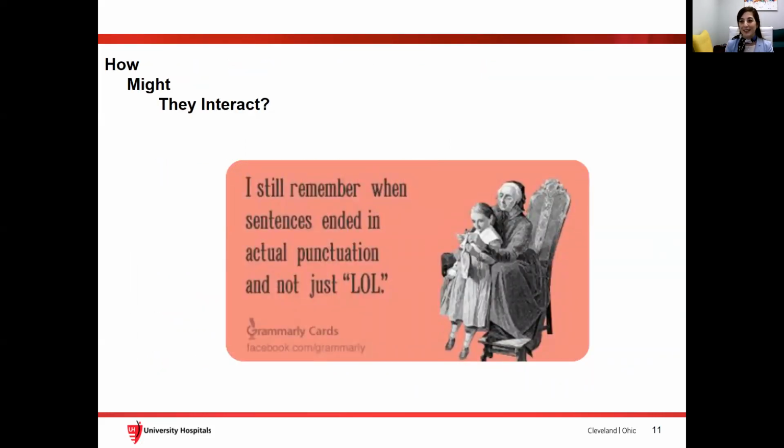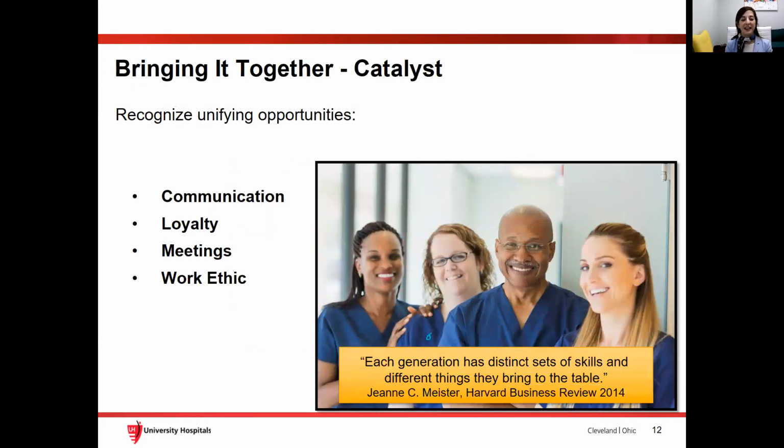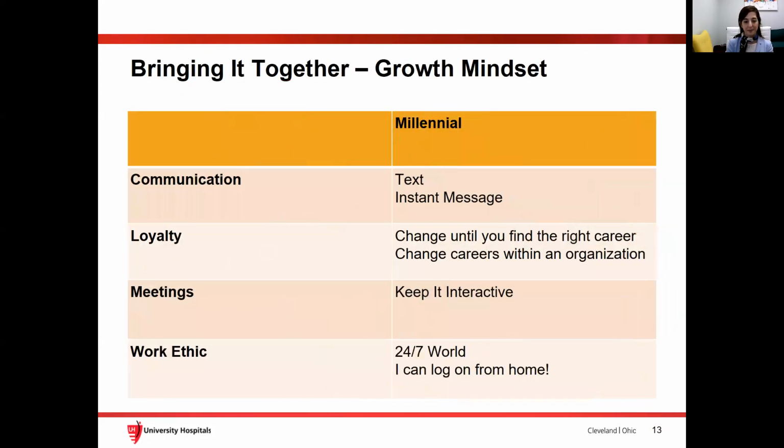So with all of those differences summarized, we might ask ourselves, how might these generations interact when they're together in the workplace? And so we see a unifying opportunity if we examine the areas where generations naturally tend to come apart. In other words, the sticking points, if we examine those and understand those, then there's an opportunity to unify our multi-generational teams in the workplace.